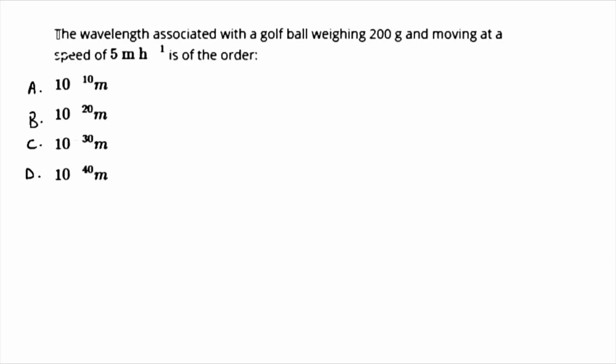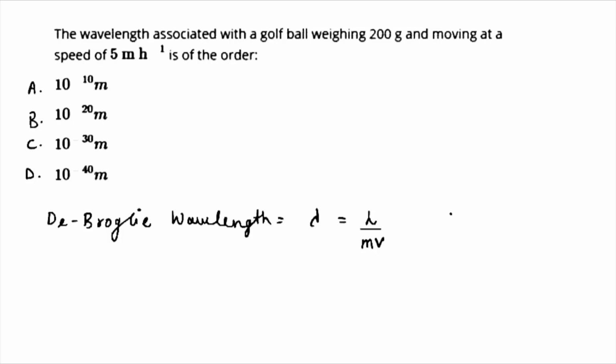Hello, here the question given is: the wavelength associated with a gold ball weighing 200 grams and moving at a speed of 5 meters per hour is of the order. So here we have to find the de Broglie wavelength, which is associated with every particle of a particular mass m and moving with a velocity v. The de Broglie wavelength is lambda equals h divided by mv, where h is Planck's constant with a value of 6.62 into 10 raised to minus 34.